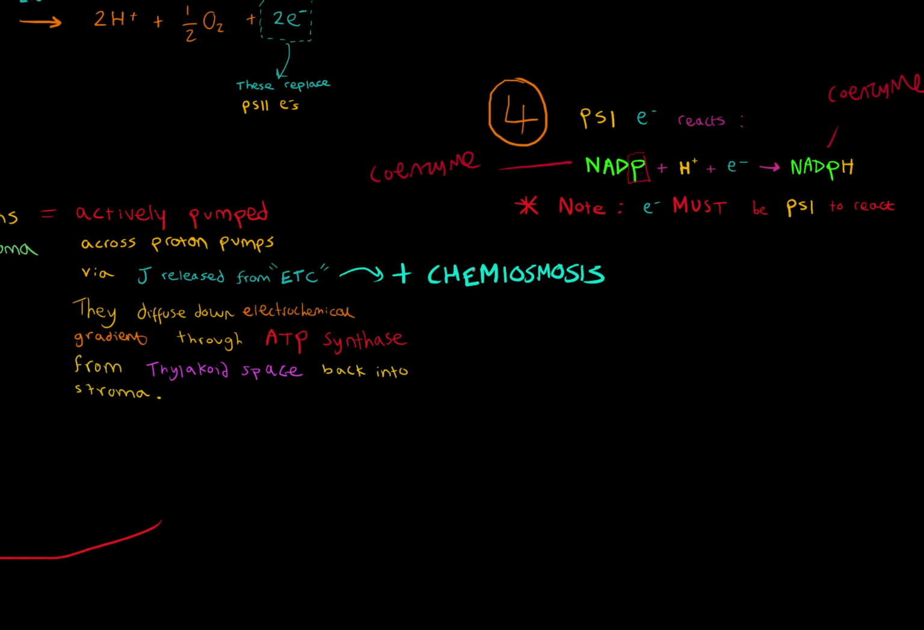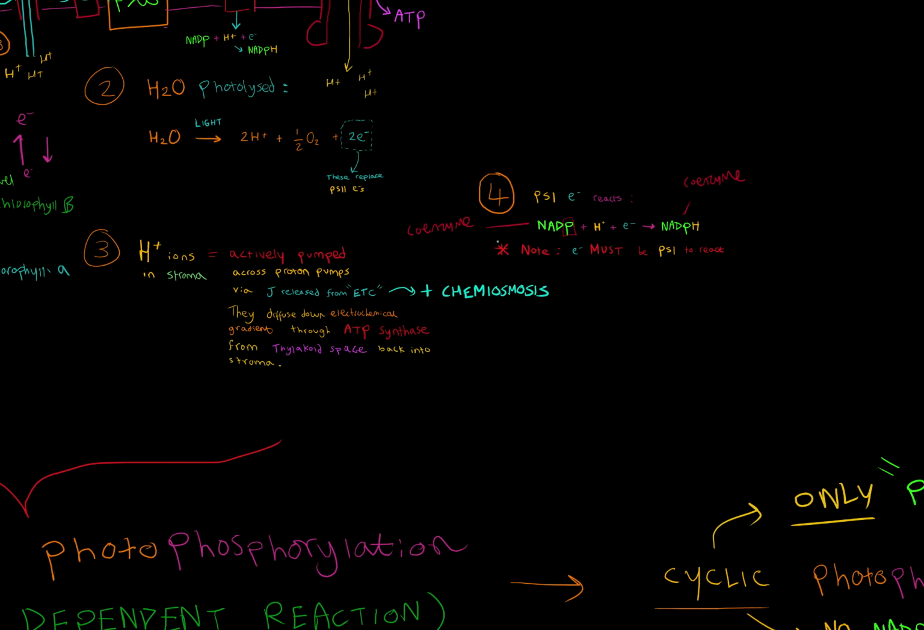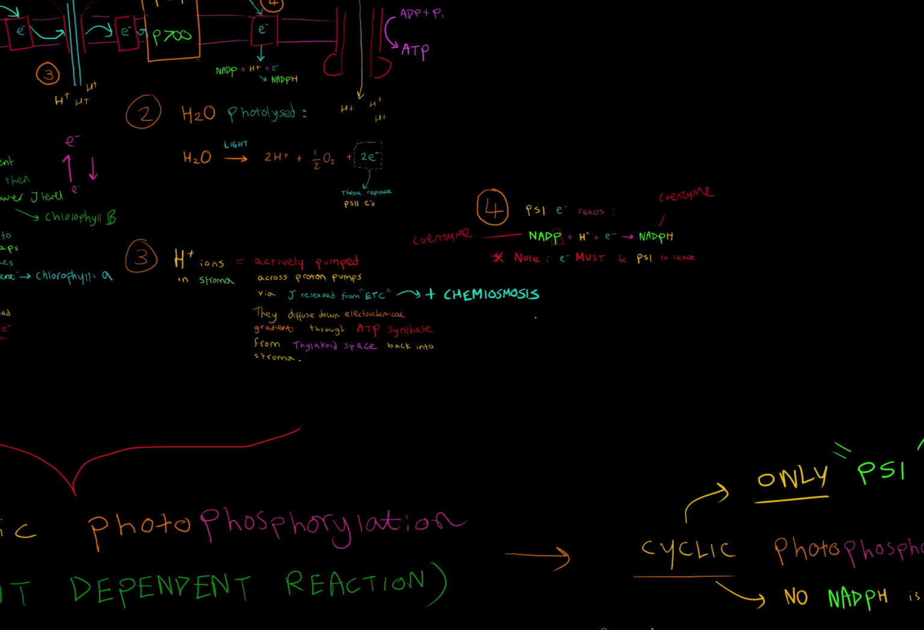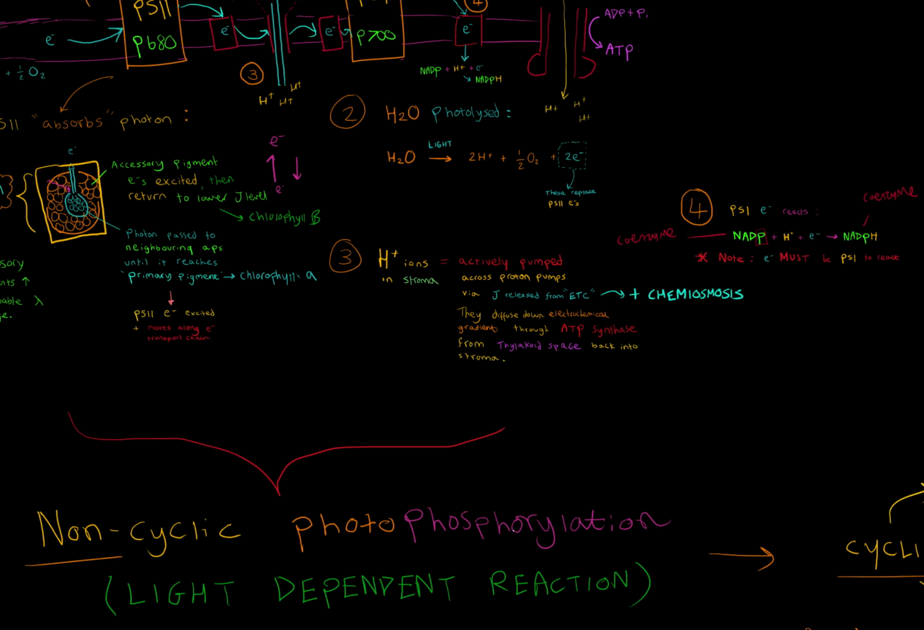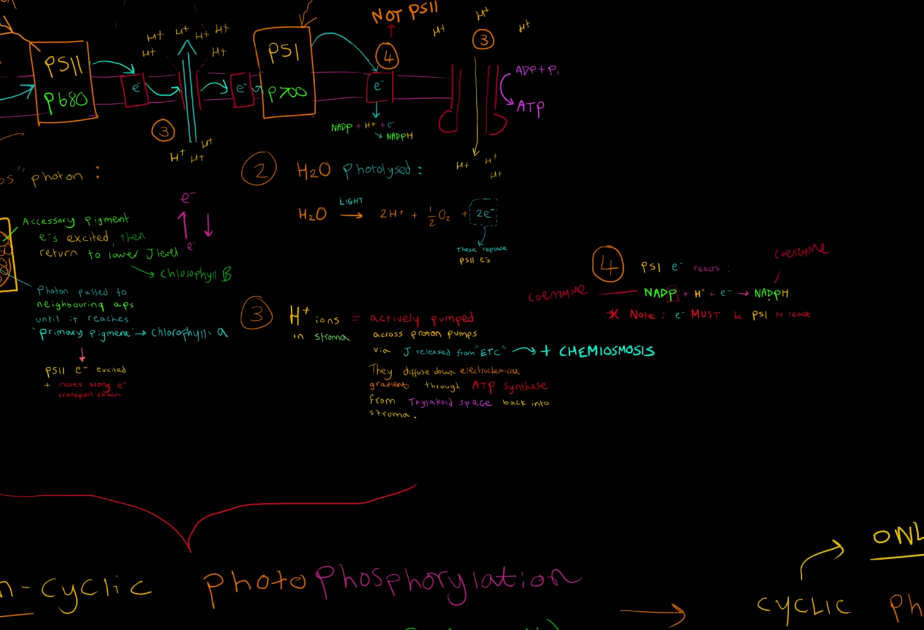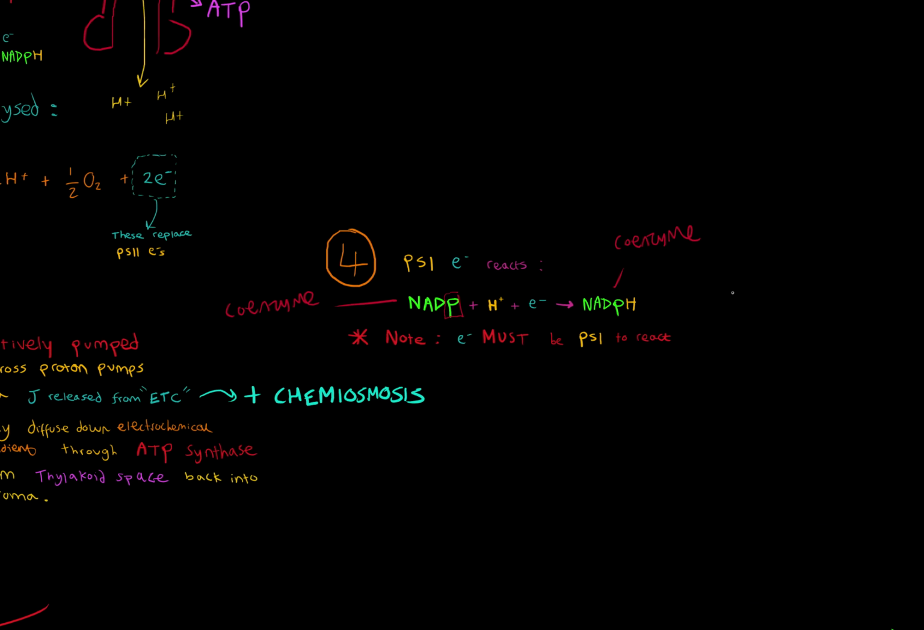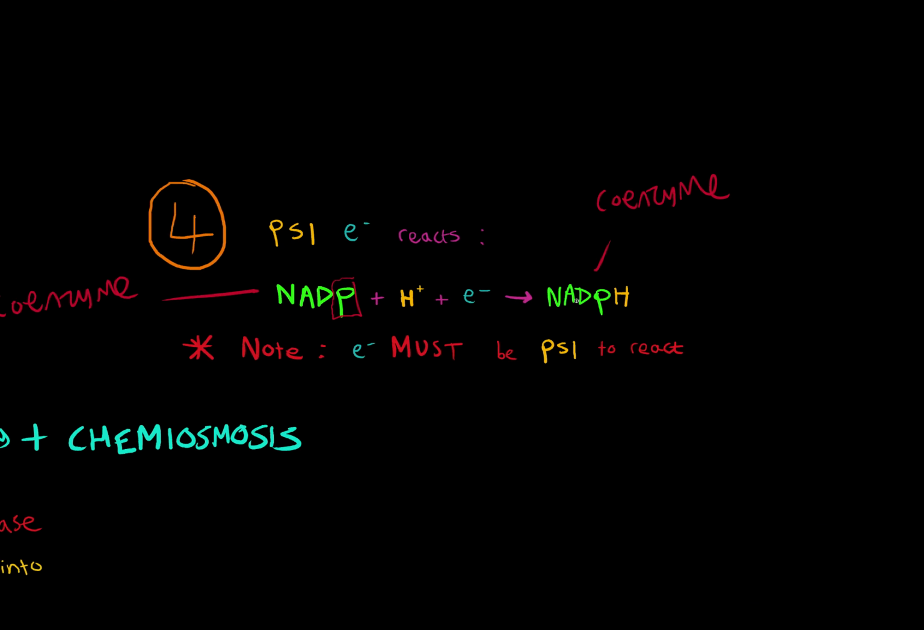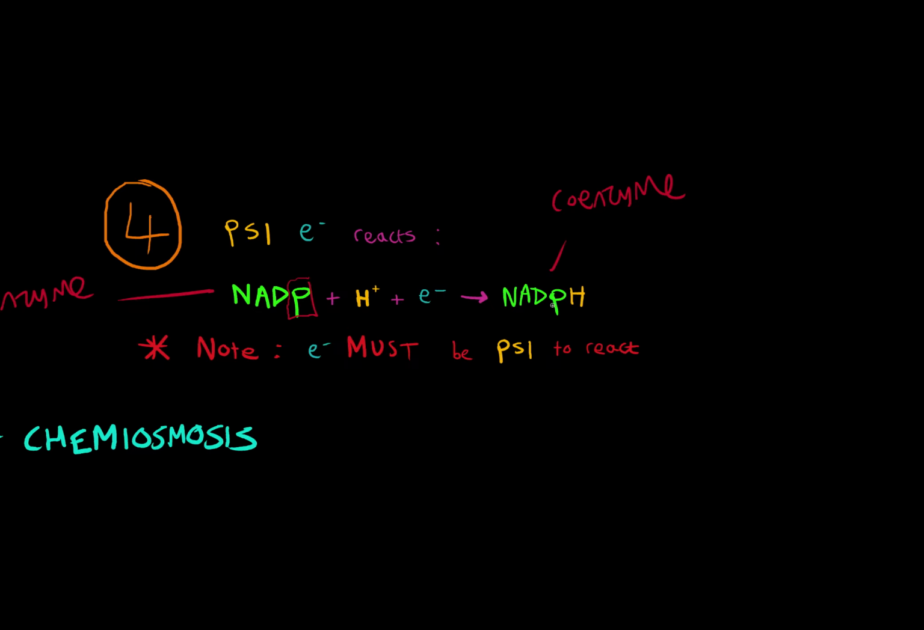So the ultimate goal of the light-dependent reaction through non-cyclic photophosphorylation was to make NADPH, and the NADPH, which we have now made, goes on to react in the Calvin cycle, which is the light-independent reaction, and that will occur in the stroma of the chloroplast. Okay, so hopefully that's been useful.